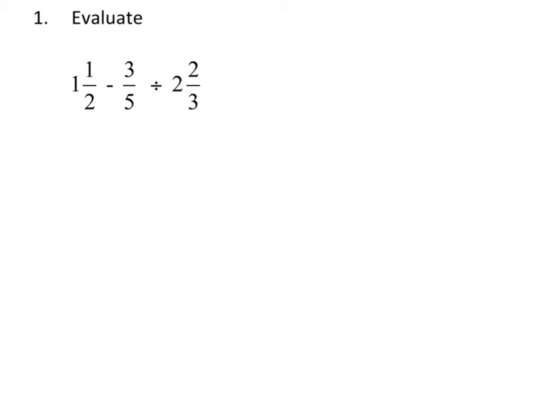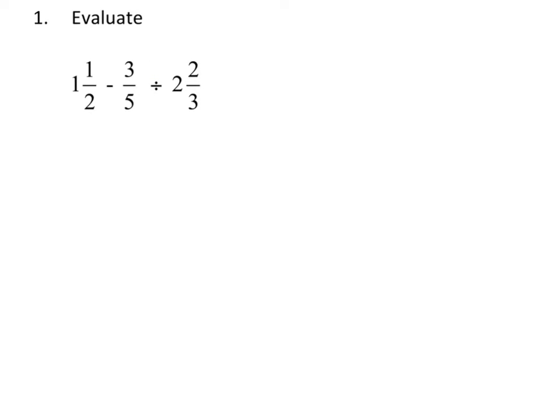This is question number 1 in the non-calculator section. We're asked to evaluate, and we have a combination of mixed numbers and fractions. We have a subtraction and a division. So the rules of BODMAS tell us that the divide part is what we're going to have to do first.